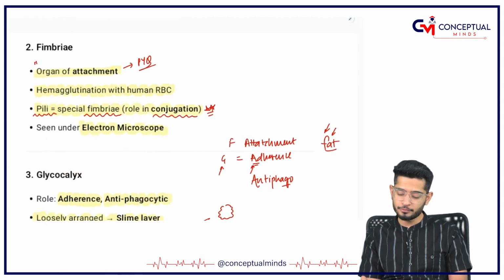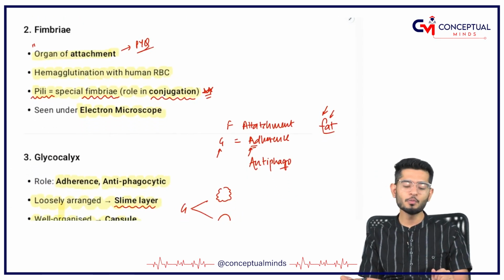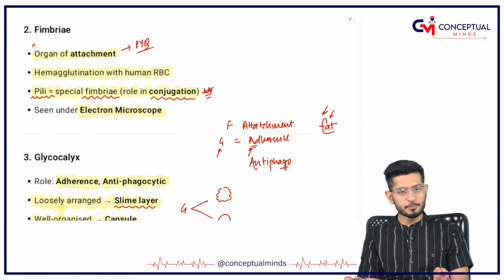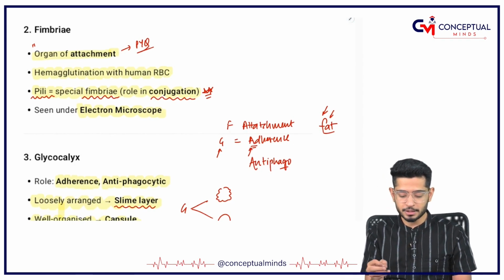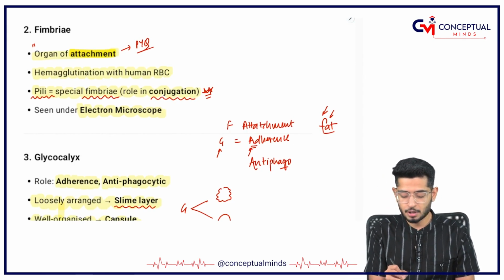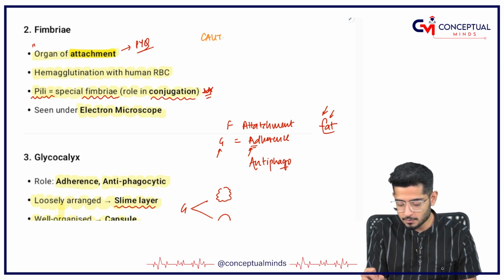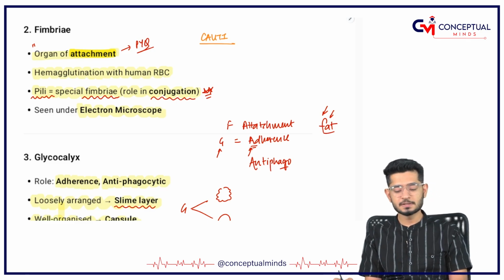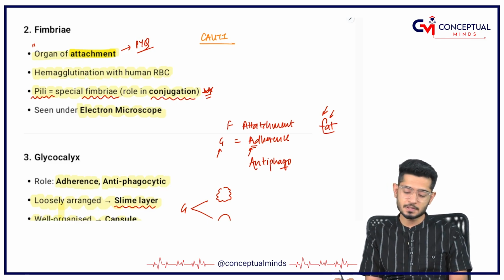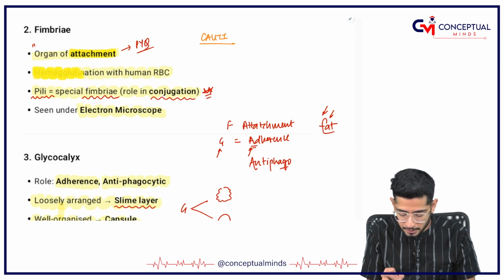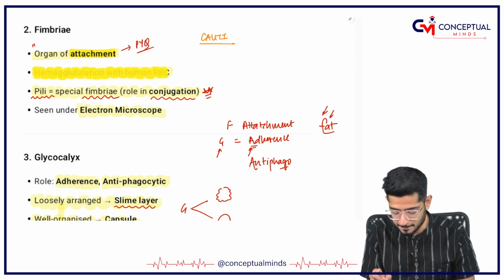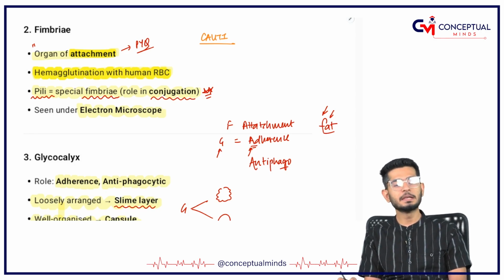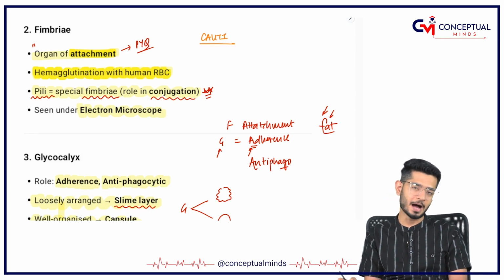Cool. Coming on to Fimbriae. Flagella we are done. Now we will discuss Fimbriae. I have already told you it is an organ of attachment. If you remember, I told you it is responsible for causing CAUTI, catheter associated UTI, because it is an organ of attachment. This is a previous year question also. Fimbriae show hemagglutination with human RBC, so it can lead to agglutination, clumping of RBC.